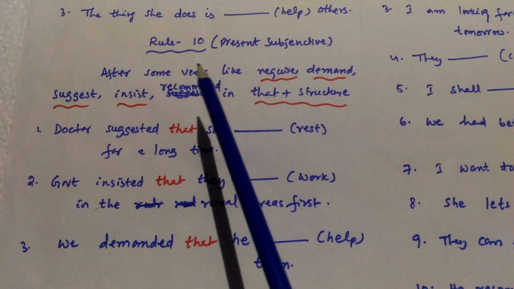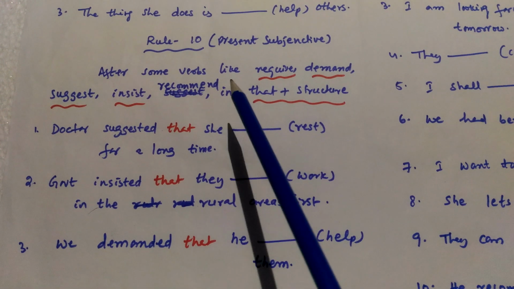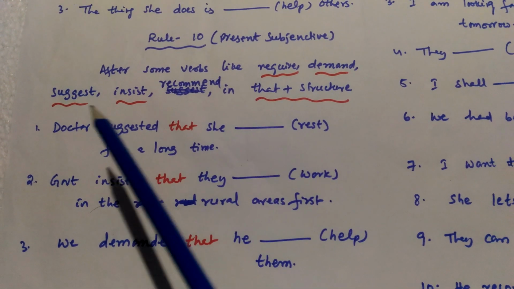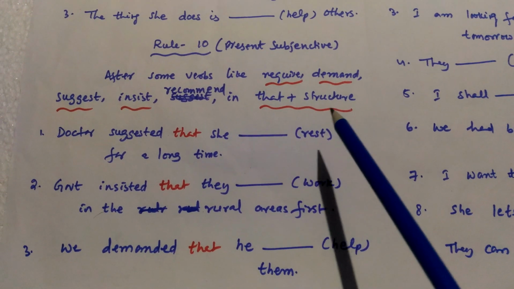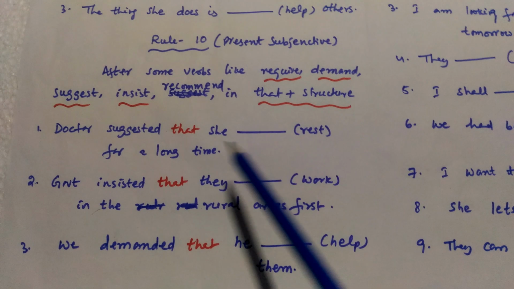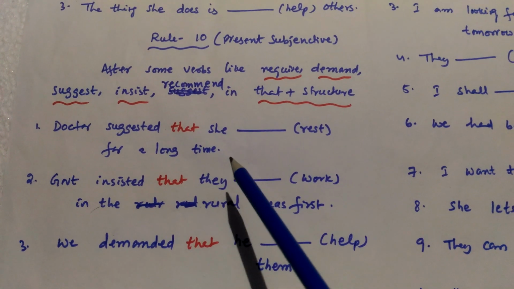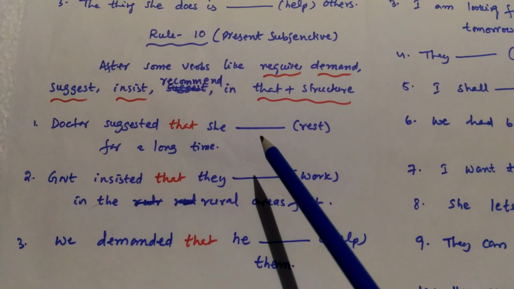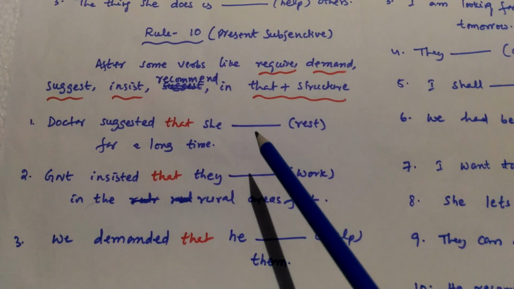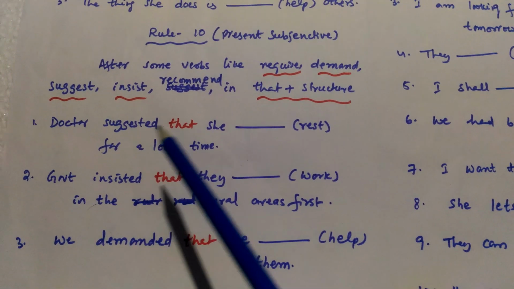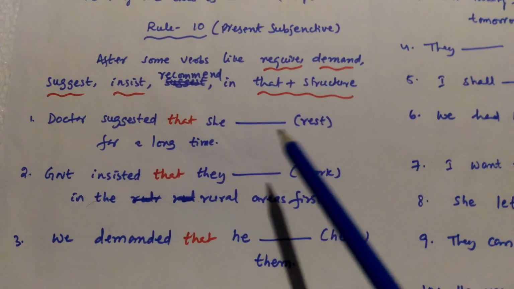Here is rule number 10, that is present subjunctive. That means after some verbs like require, demand, suggest, insist, and recommend, we have that plus verb 1 structure. Look at this one. The doctor suggested that she rest for a long time. Here, rests cannot be the right form. So, only the base form, that is rest, can be written here. That means after suggest and that structure, we have to write only verb 1, that is base form.